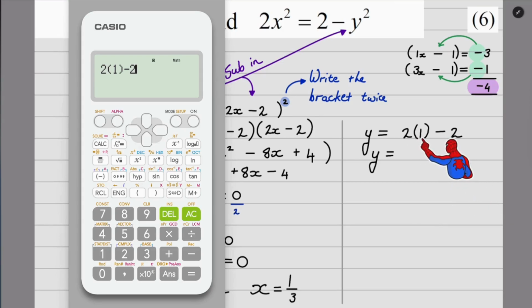And then 2 times 1 is 2. 2 minus 2 is 0. Don't take chances. Triple check yourself. It is kinda indeed, my bro.